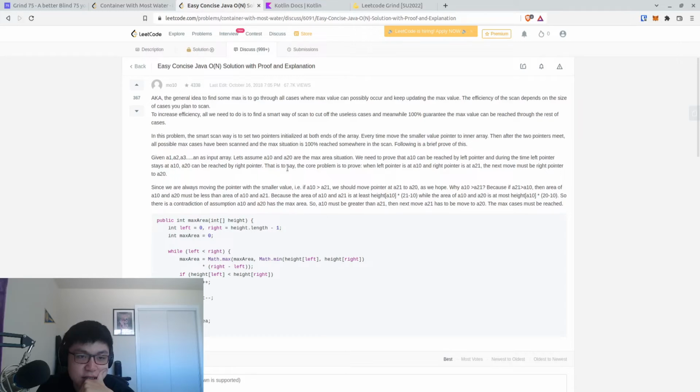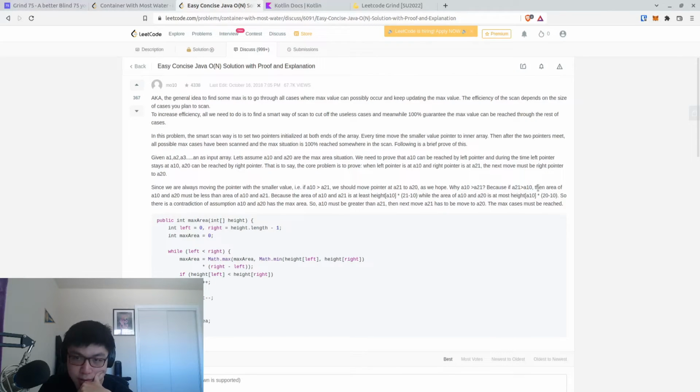Given A1, A2, A3 as an input array, AN. Assume that A10 and A20 are the maximum. We need to prove that A20 can be reached by the left pointer, and during the time the left pointer stays at A10, A20 can be reached by the right pointer. That is to say, the core problem to prove is that when the left pointer is at A10 and the right pointer is at A21, the next move must be the right pointer to A20. Since we are always moving the pointer with the smaller value, if A10 is greater than A21, then we should move the right one.